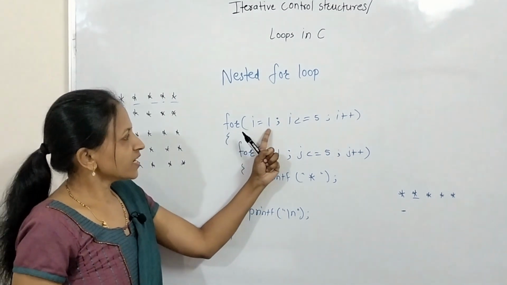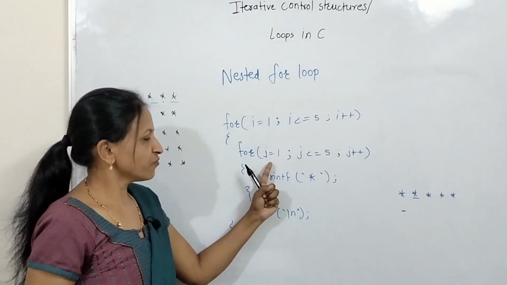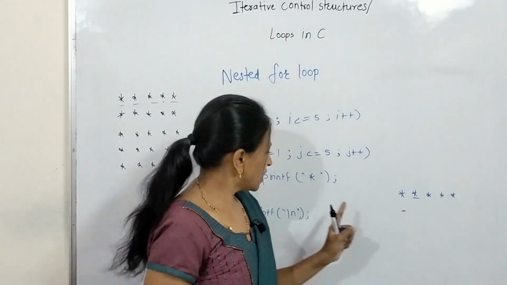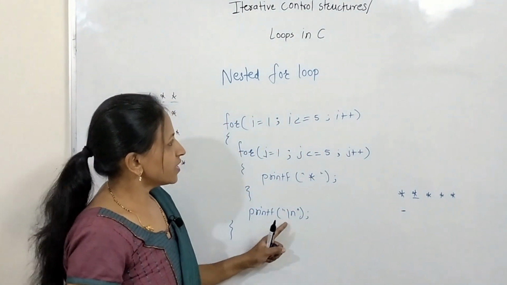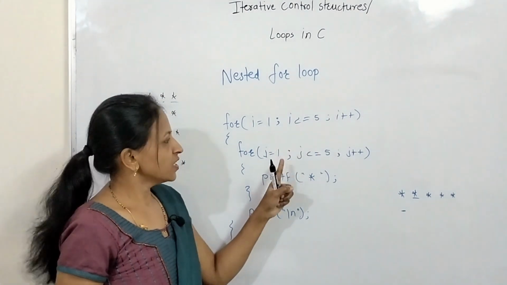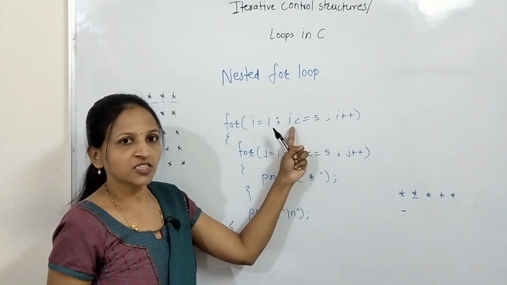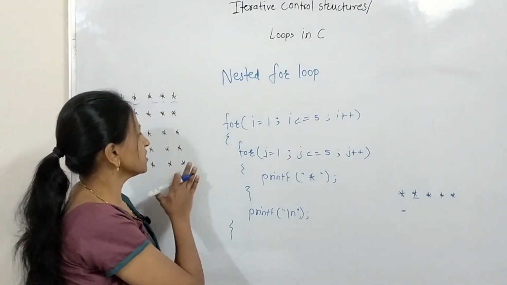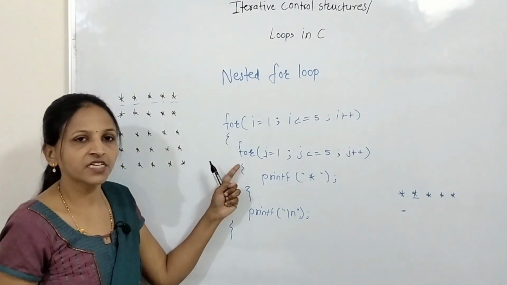Initially I is 1, the condition is true, control will come inside and will execute this whole loop and will display these 5 stars. Again printf backslash n, that's why the cursor will move here, and again I plus plus, I will become 2, again the condition is true, again it will display 5 stars. Again I is 3, the condition is true, again it will display 5 stars. In that way you will get this pattern displayed onto the screen using this nested for loop.